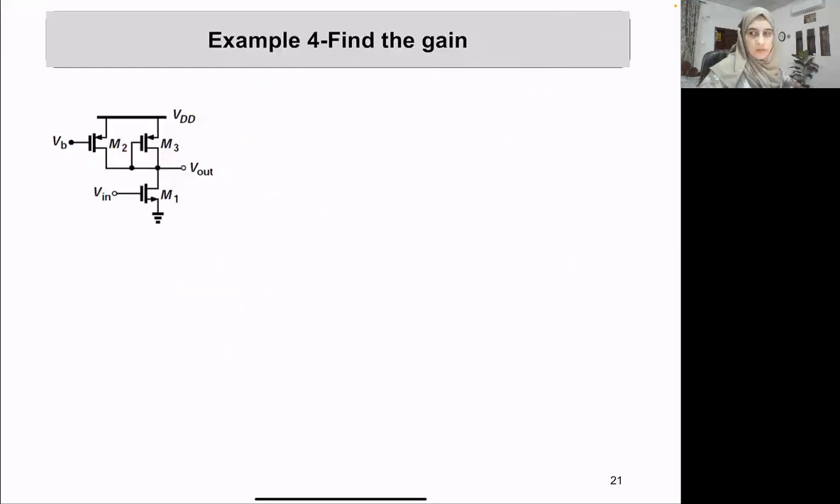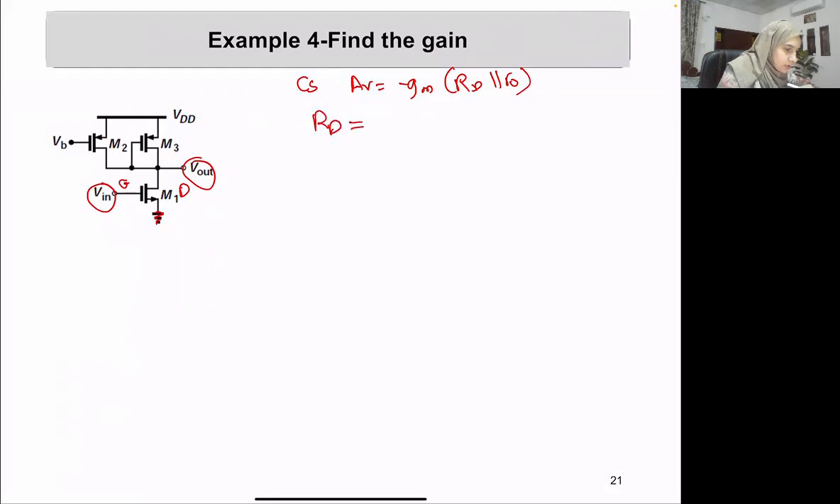Okay, now let's take some more examples. So we need to find the gain. The input again is applied at the gate. Output is taken from the drain. Source is grounded. It's just a normal common source. So the gain is going to be minus GM times RD in parallel with the R out. Now, what is our RD? Here, our RD is the parallel combination of those two transistors.